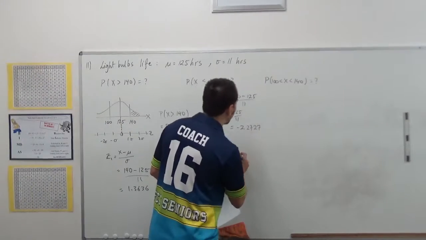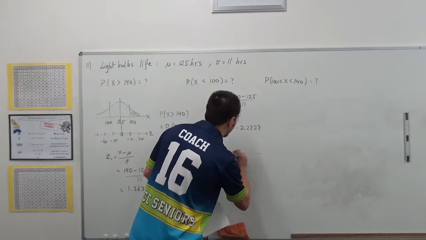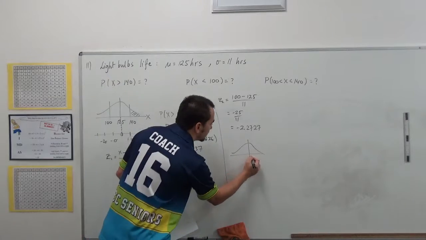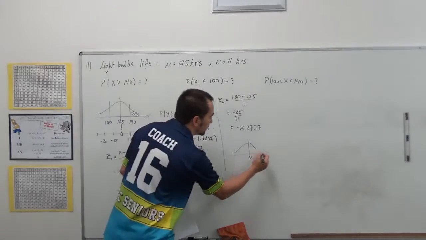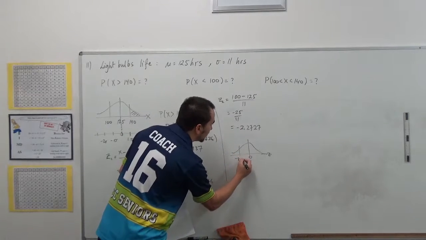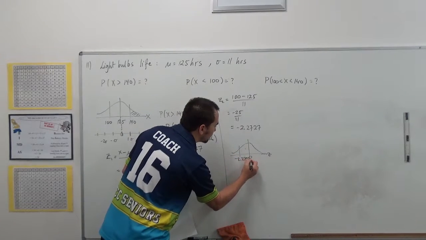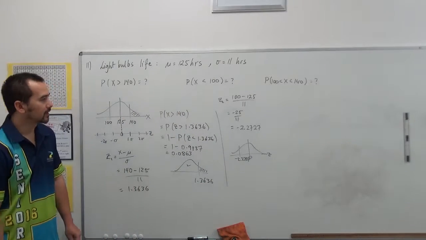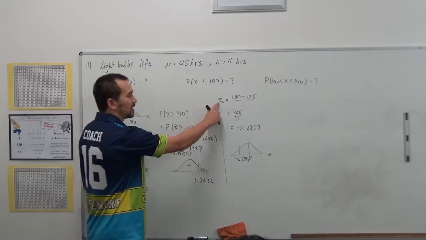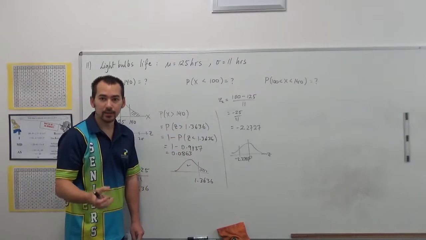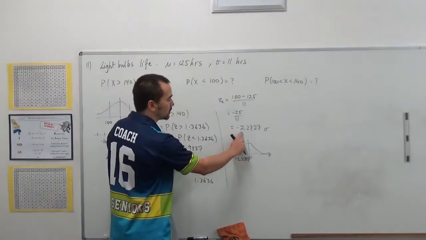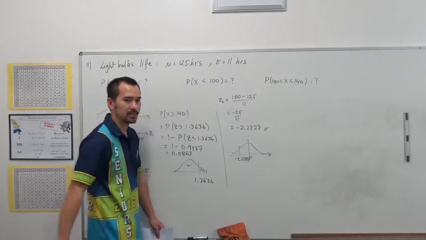And we can draw that. And so there's mu at 125 hours, or 0 on the z-axis. And negative 2 standard deviations is about here. Like so. Okay? So always good to note that z has a unit, and the unit is standard deviations. This is negative 2 standard deviations from the mean.